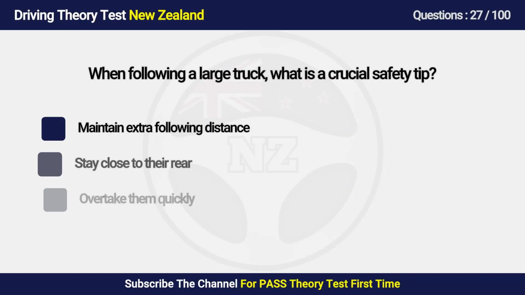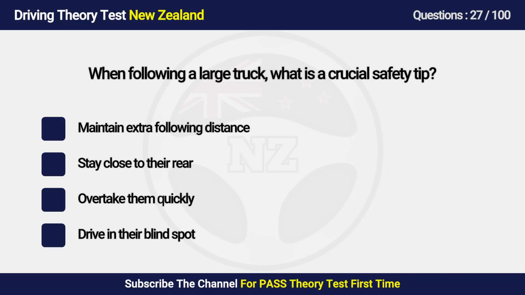Question 27. When following a large truck, what is a crucial safety tip? A. Maintain extra following distance. B. Stay close to their rear. C. Overtake them quickly. D. Drive in their blind spot.